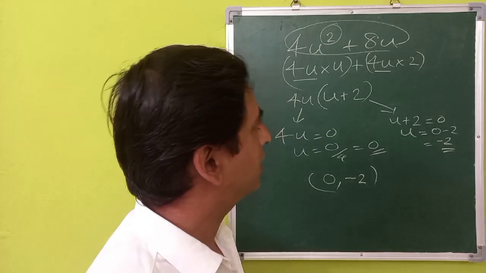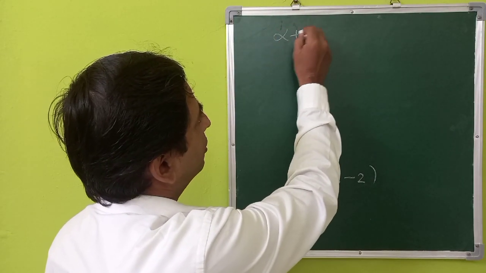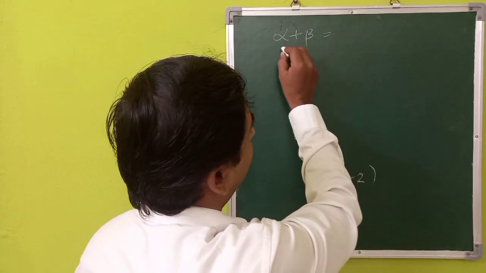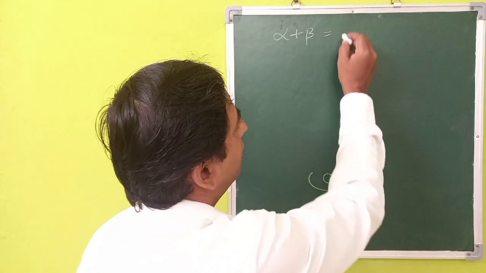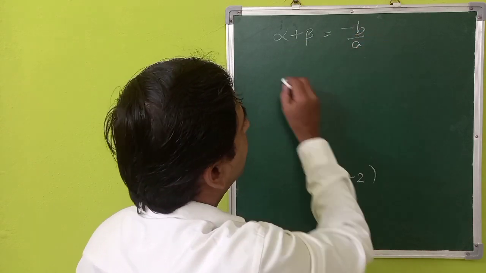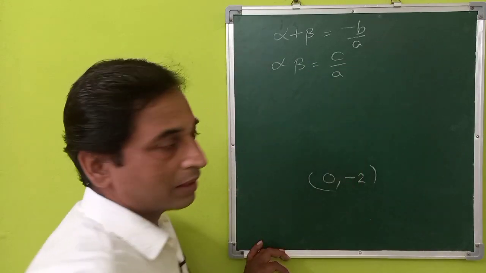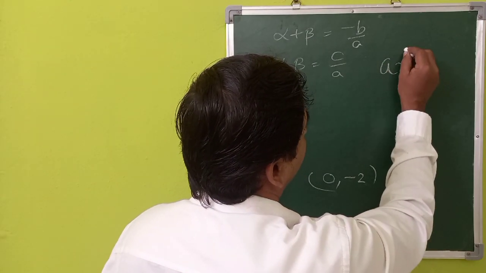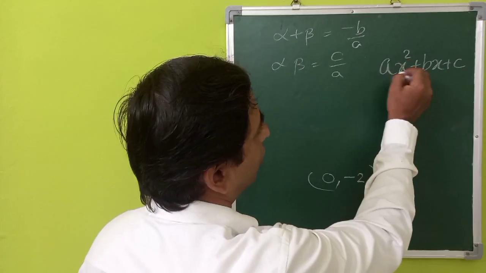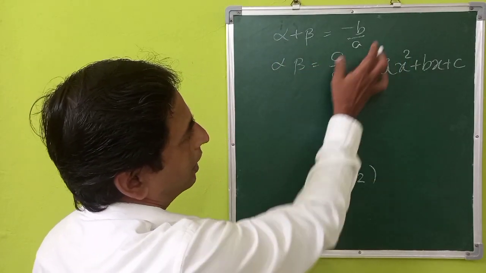Now we need to verify the relationship between these zeros and the coefficients. The relationship between the zeros and the coefficients of the quadratic polynomial is like this: if alpha and beta are the zeros of the polynomial, then alpha plus beta will be equal to minus b by a and alpha beta is equal to c by a, where a, b and c are the coefficients of the quadratic polynomial ax square plus bx plus c. So here these are the coefficients. Then the relationship between the zeros and the coefficients are like this.